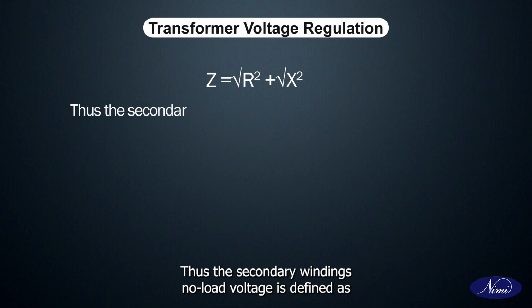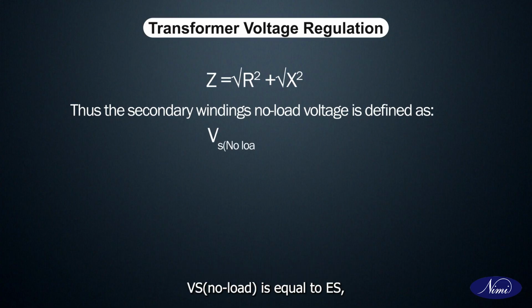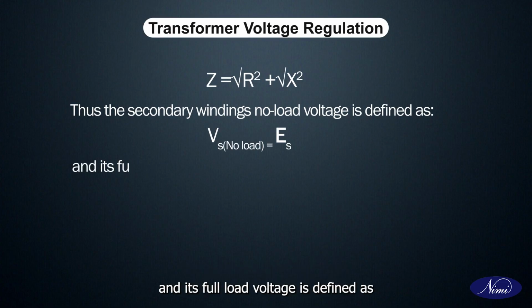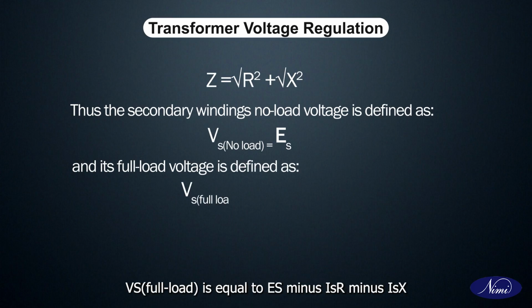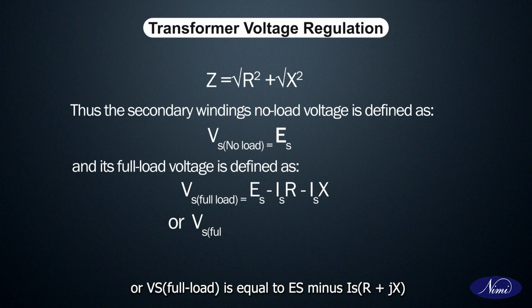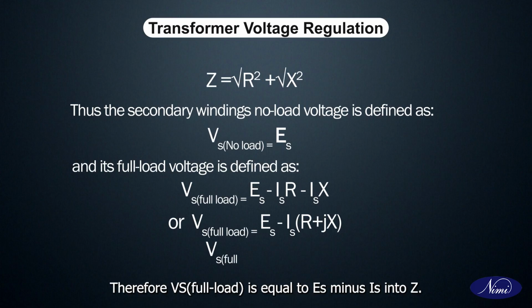Thus, the secondary winding's no load voltage is defined as Vs no load is equal to Es, and its full load voltage is defined as Vs full load is equal to Es minus Is R minus Is X, or Vs full load is equal to Es minus Is into R plus jX. Therefore, Vs full load is equal to Es minus Is into Z.